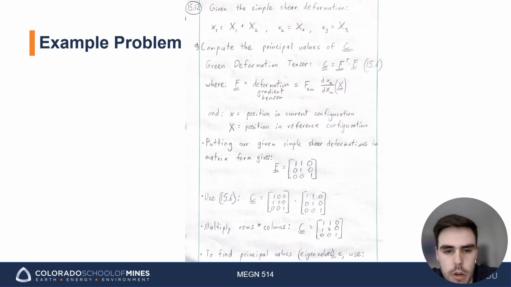Here we can see a homework problem taken directly from our textbook that sort of adjacently relates to this. It was difficult to find particular homework problems that directly relate to what the paper is talking about, but this one seems to do the best. So we're given some deformation values, and with the green deformation tensor and the deformation gradient tensor, we can then calculate C, which is the green deformation tensor.